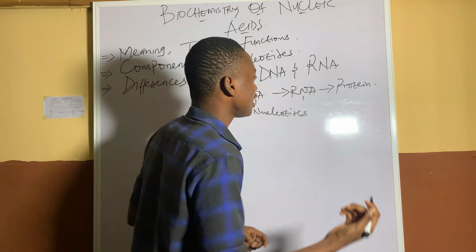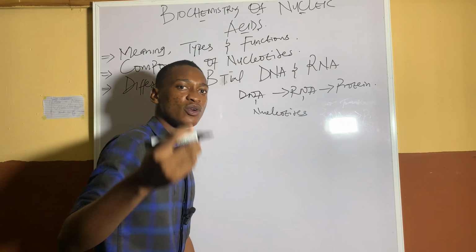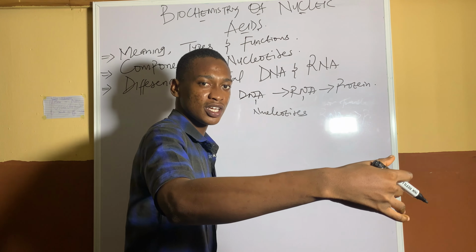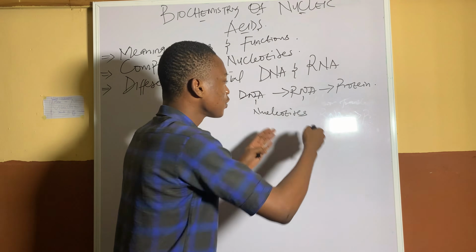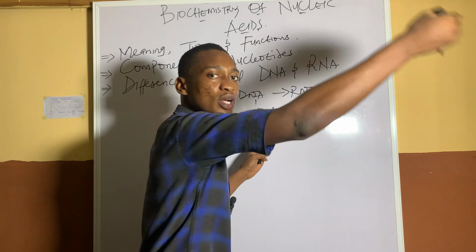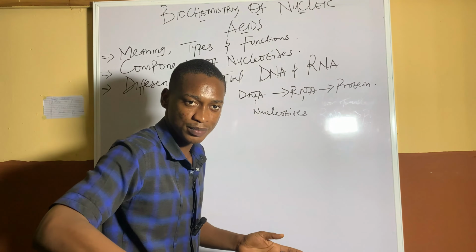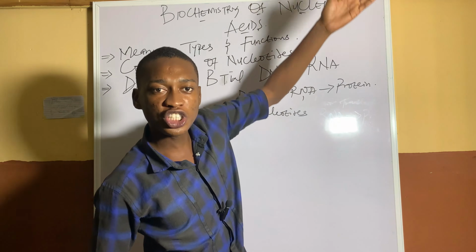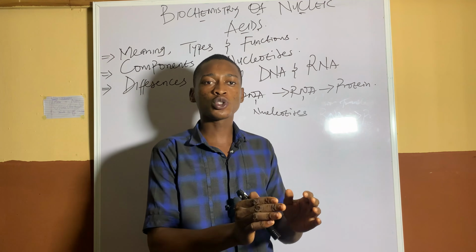In other words, we can say that nucleotides are what? Monomers of nucleic acid. Remember that we have what we call protein and amino acid. Just as I said that amino acids are monomers of protein, nucleotides are also monomers of what? Nucleic acid. That means nucleotides combine in varying amounts for us to form what? Nucleic acid. That was why in my definition I said that they are long-chain polynucleotides. That means we have long chains of nucleotides that combine together for us to form what?